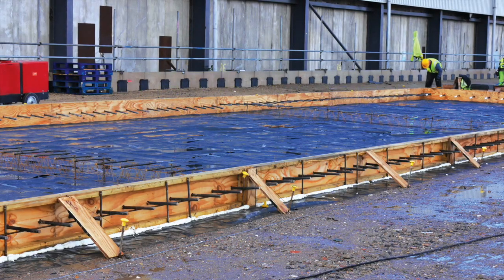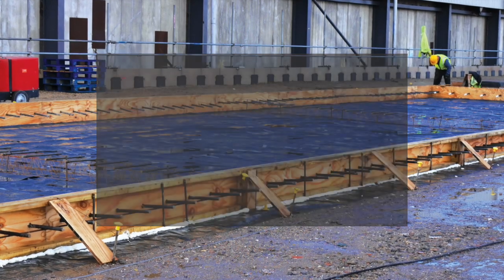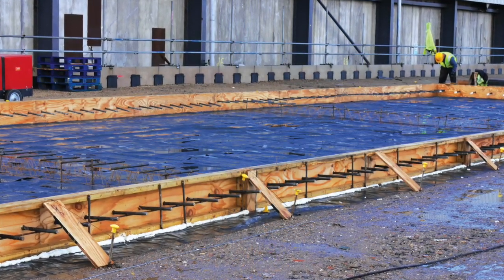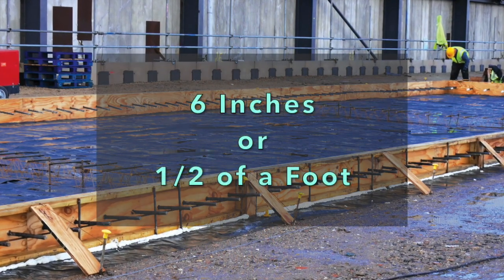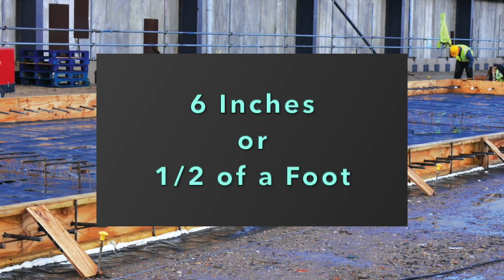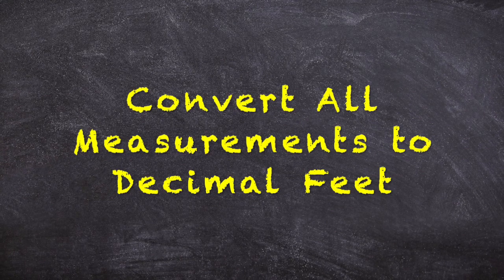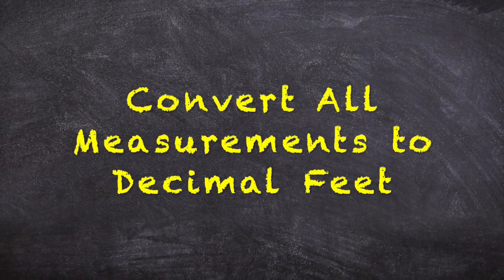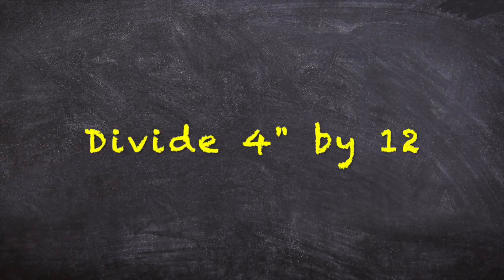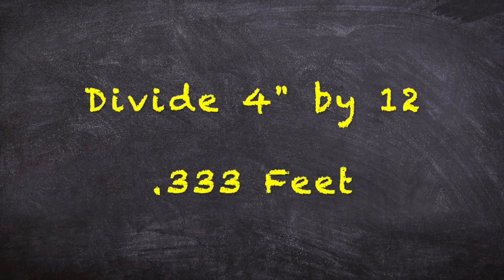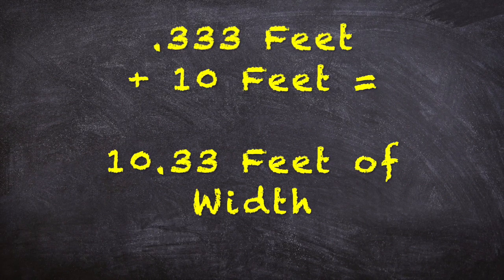For example, a concrete slab is 10 feet 4 inches wide by 30 feet long. To calculate the volume, the thickness or depth of the concrete pour must also be known. In this example, the concrete is 6 inches thick, or half of a foot. First, convert all measurements to decimal feet. To convert 10 feet 4 inches to decimal feet, simply divide the 4 inches by 12 to get 0.33 feet. Add it to 10 feet so that the answer is 10.33 feet for the width.